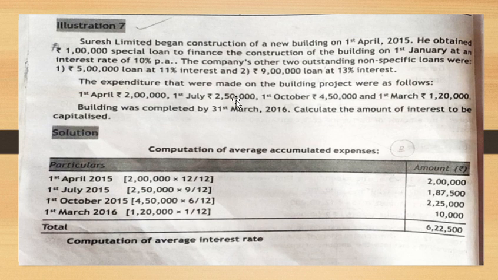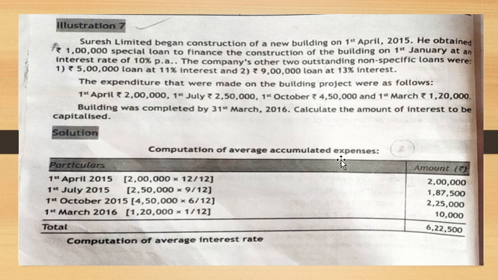So out of this non-specific loan, 5 lakh and 9 lakh will be used to meet the expenditure which was incurred. So this loan was taken of rupees 5 lakh and rupees 9 lakh. Let us look into the expenditure. On 1st April, rupees 2 lakh was spent. On 1st July, 2 lakh 50 was spent. On 1st October, 4 lakh 50 was spent. And on 1st March, 1 lakh 20 was spent. So out of the money we have, we will look into what is the exact loan amount and interest we are going to consider and not going to consider. Now they have clearly stated the building was completed by 31st March 2016.